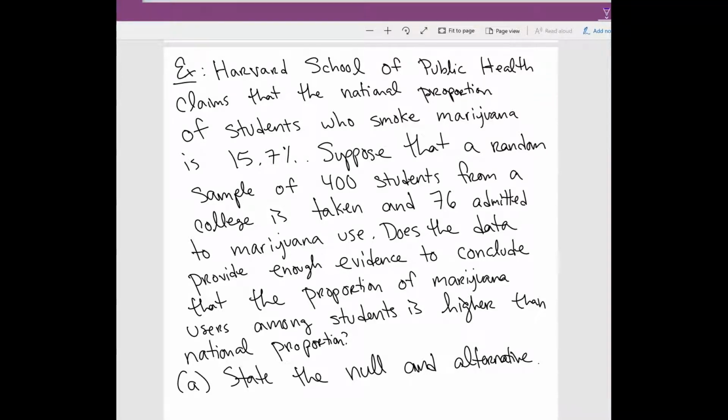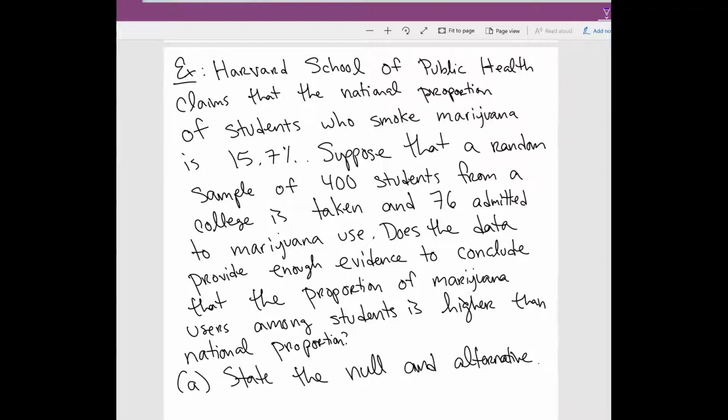So it says that Harvard School of Public Health claims that the national proportion of students who smoke marijuana is 15.7%. Obviously, this problem is very outdated. So suppose that a random sample of 400 students from a college is taken and 76 admitted to marijuana use. So does the data provide enough evidence to conclude that the proportion of marijuana users among students is higher than the national proportion?